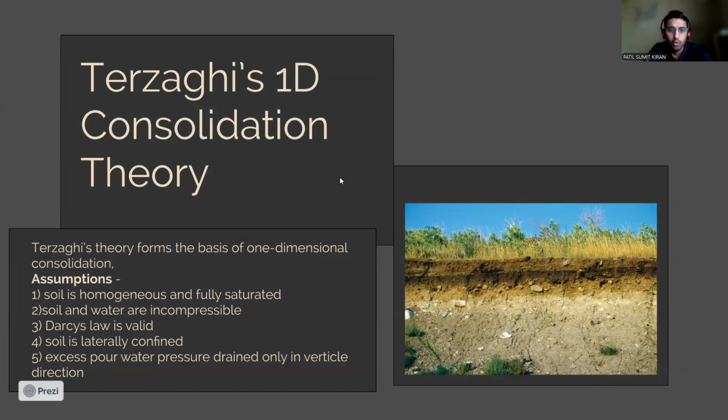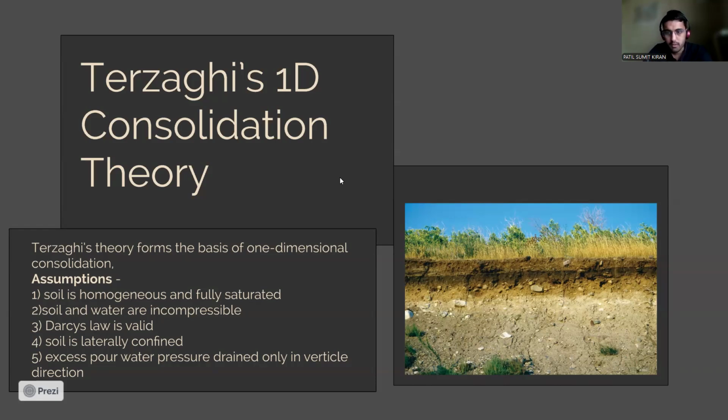So first, the soil is homogeneous and fully saturated, as the soil has the maximum amount of water that it can hold, and the soil is homogeneous in nature. Consolidation, whatever we consider, cannot be applied for layered soil. We can consider this only for one layered soil. It can be clay, sand, any type of soil. For the consolidation calculations, we are considering only one type of soil, that is, homogeneity.